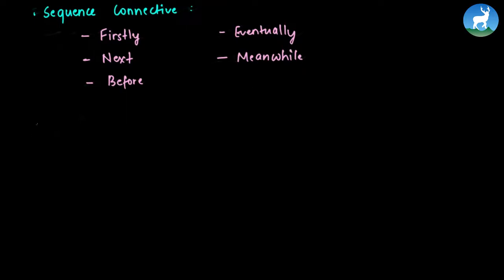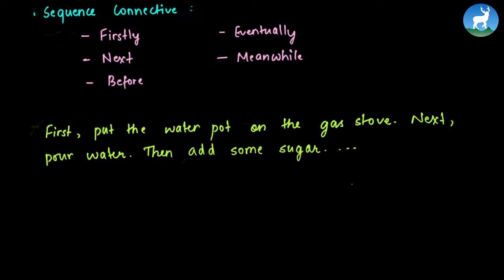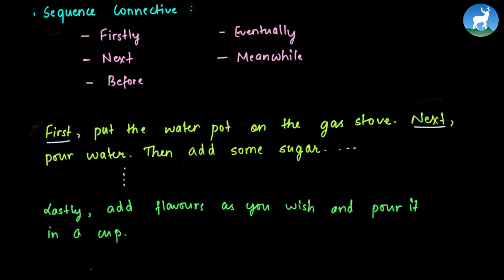While we are writing the steps of preparing tea, we can say first, put the water on the gas stove. Next, pour water. Here we're using the sequence connective to join the sentences. And then again, we say, then add some sugar in it. And then we can continue. When your tea is ready, you can say, lastly, add flavors as you wish and pour it in a cup. So we can use the sequence connective in this way.